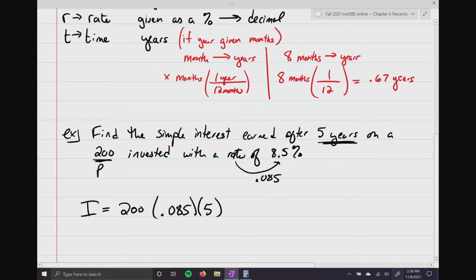So if you were just to get out a calculator, and like I said, I would just use a calculator for this from now on, 200 times 0.085 times 5 is going to equal $85. So I get it. This isn't a lot of money, but you're not investing a lot of money either. But if you walked into a bank with $200 in your pocket and they said, hey, you can give us that money for 5 years and we're going to invest it at a rate of 8.5%, you will earn an interest of $85.